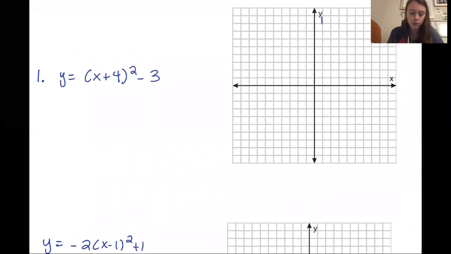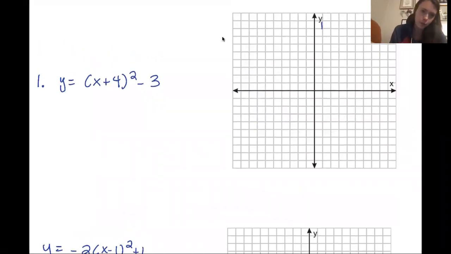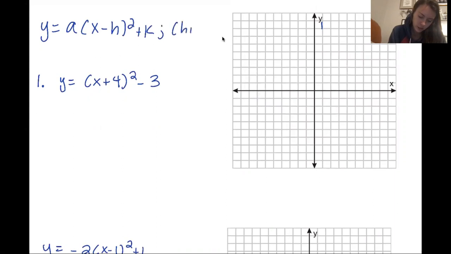Okay, so now we are going to talk about vertex form. So vertex form looks like this. This is just like the normal equation, the standard one. It's y equals a, parentheses x minus h squared plus k, where (h, k) is the vertex.